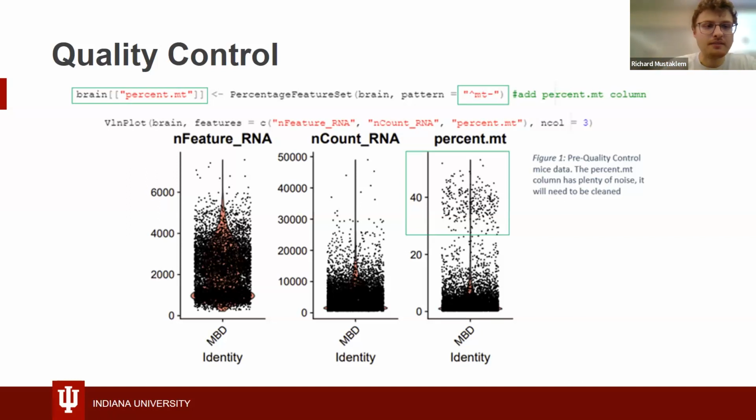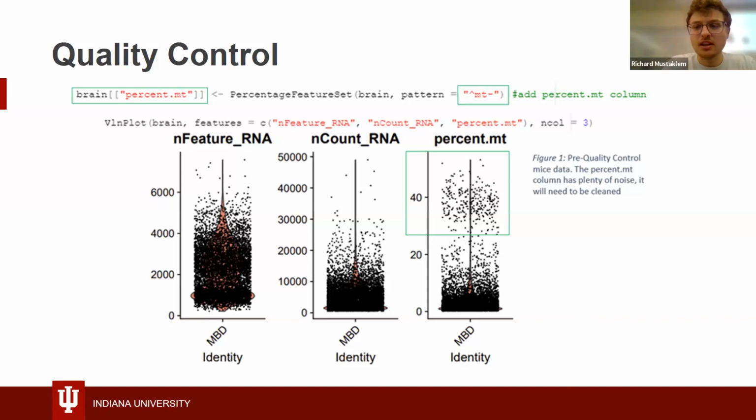And then we're going to do a violin plot, and we're going to show each of these features side by side. So basically we're going to show the number of features. These are the amount of expressed genes within each individual cell, right?